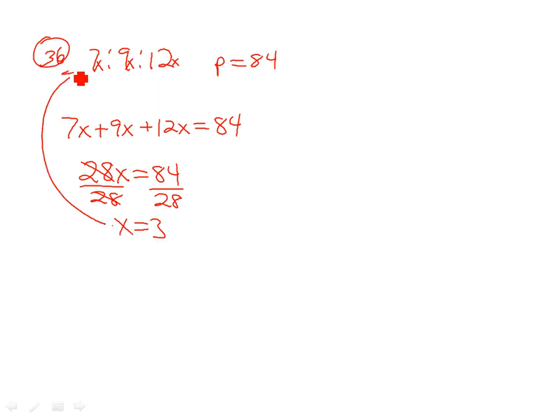Take that and you plug back into each of these. What's 7 times 3? 9 times 3? 27. 12 times 3? Those are our 3 answers.